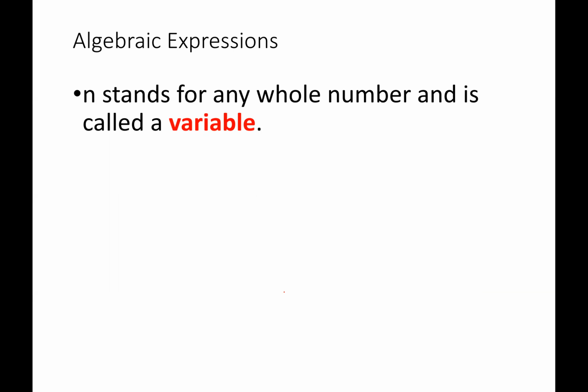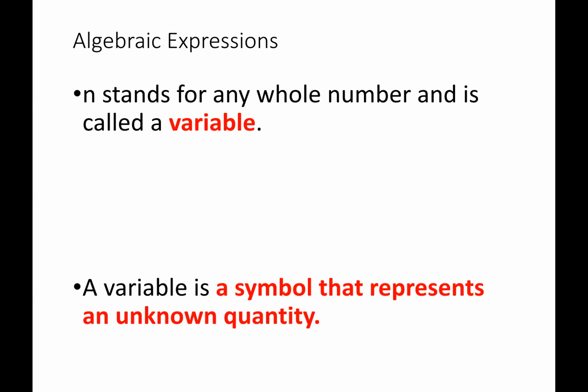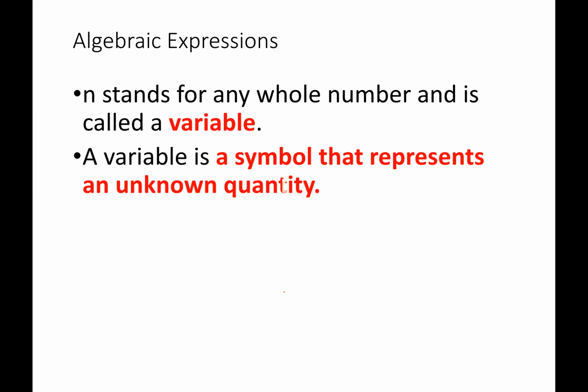Variables can be other letters than N, by the way. They can be X or Y or Z or A or any letter from the alphabet. Those are called variables. Let's make sure we're all practicing good note-taking habits today. So just a reminder, in math, you're going to take notes on everything that you see up here. All right? And it's red, so that makes it easy. A variable is a symbol that represents an unknown quantity.